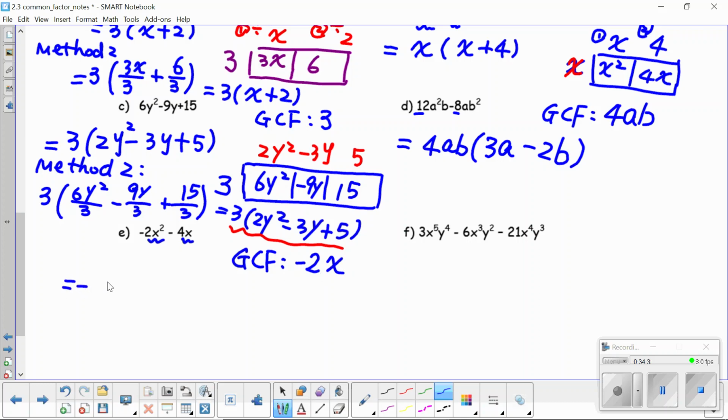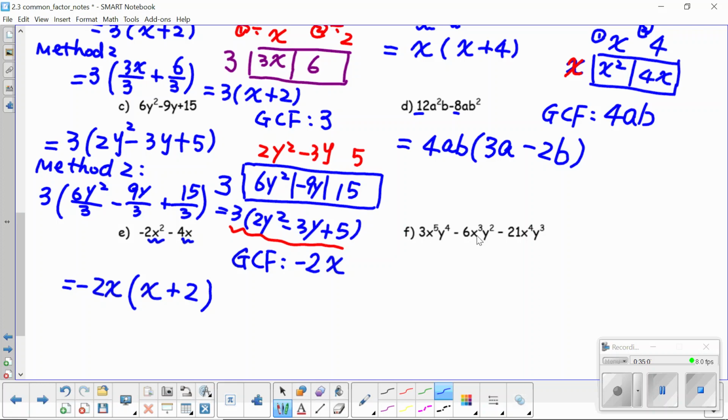So negative 2x, then bracket, each term divided by negative 2x. Negative 2x squared divided by negative 2x, you will have negative 2 divided by negative 2 is 1, x squared divided by x, 2 minus 1 gives you x. Then negative 4 divided by negative 2 is positive 2. X divided by x is 1. Then it's done. Check your answer to see if you got this right.